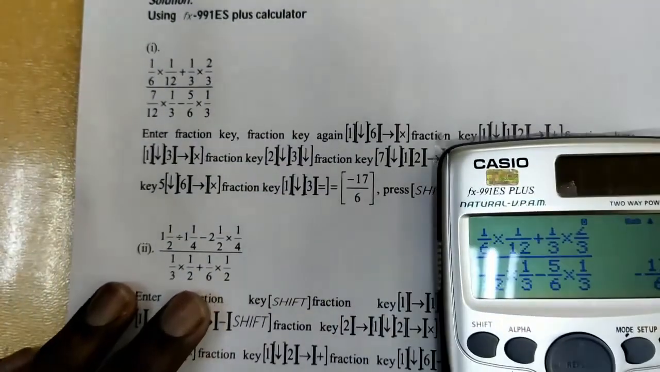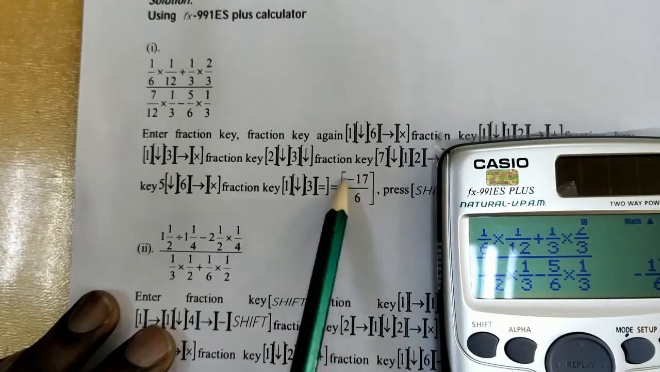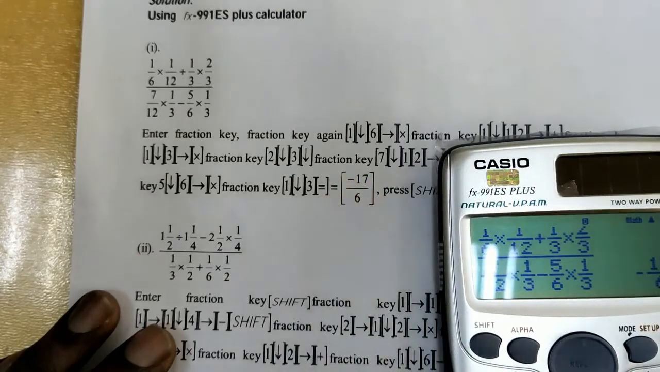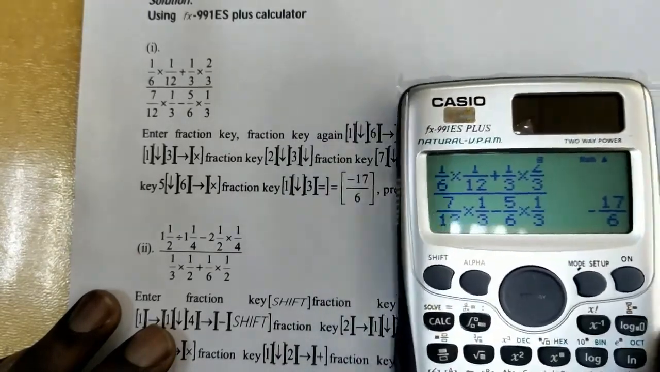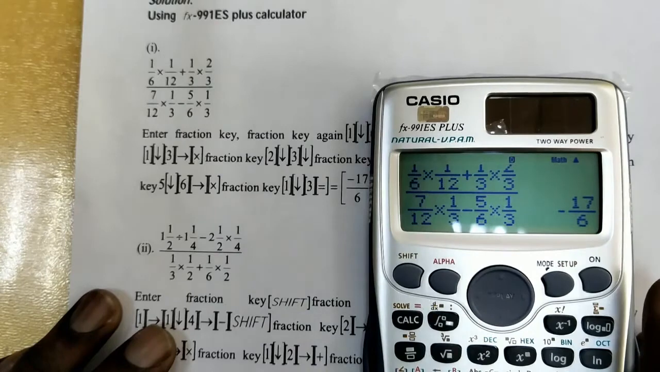So when you do that, you get this. Anyone that gets my book will be able to access all this. This is 17 over 6. Now when you get 17 over 6, it's an improper fraction. You need to convert it into a proper fraction, a mixed fraction rather.